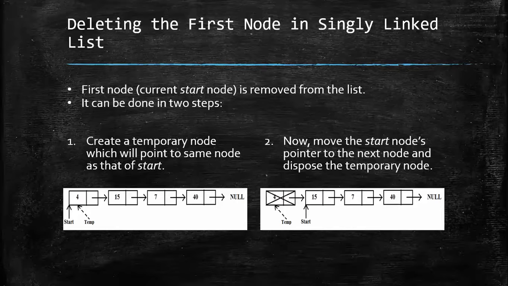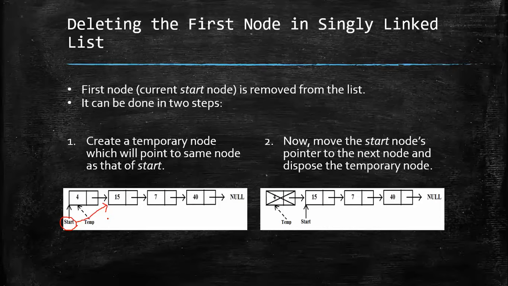So for doing this process, first of all, whenever we say the first node, it basically means the node which is currently being pointed to by start. So whichever node is currently being pointed to by start is the first node. To remove this particular node, the easiest step could be just to make start point to the next node. That could be the easiest step to do.